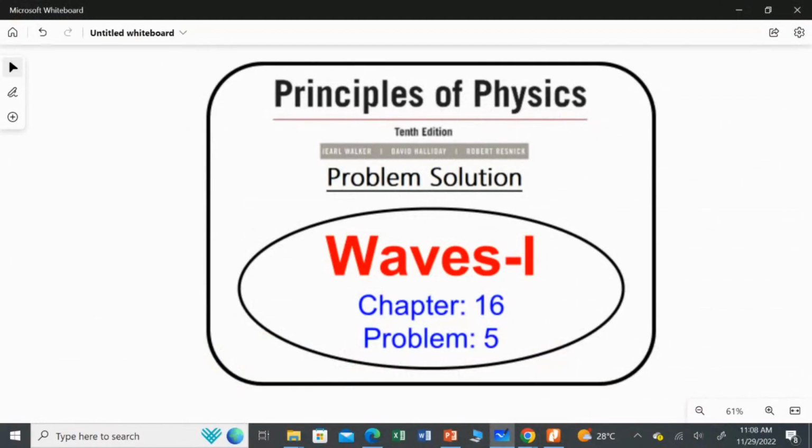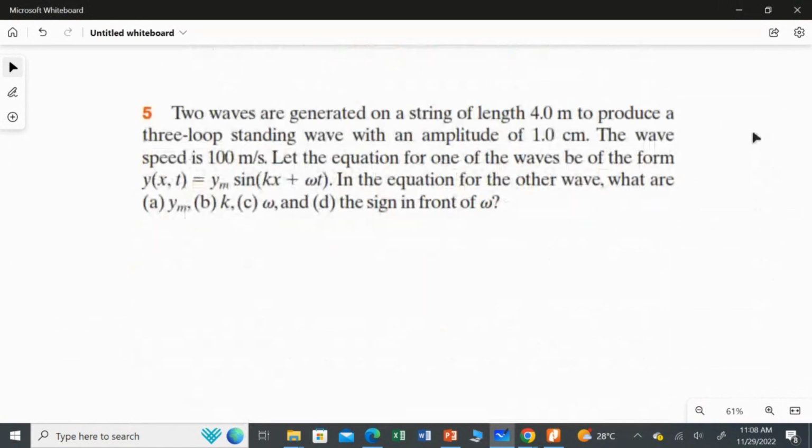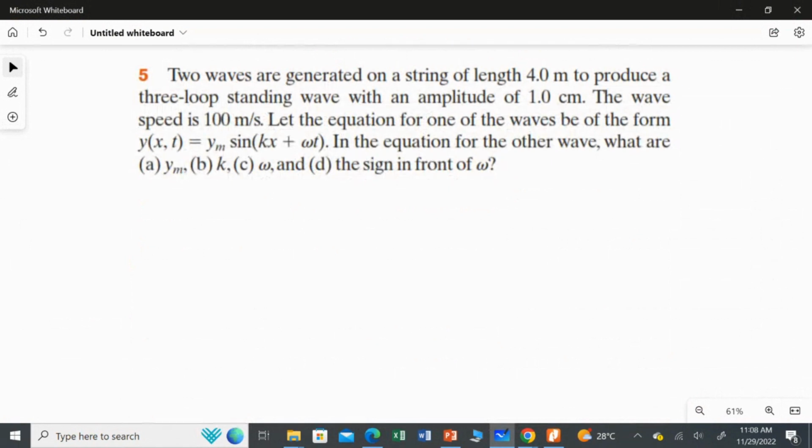In this video, I am going to solve problem 5 from chapter 16, Waves 1, from Principles of Physics, 10th edition. Two waves are generated on a string of length 4 meter to produce a 3 loop standing wave with an amplitude of 1 centimeter. So you have to read the question very carefully for what they mentioned.